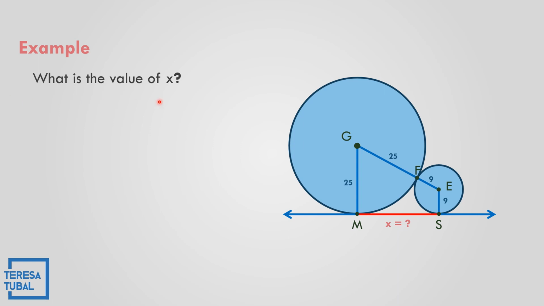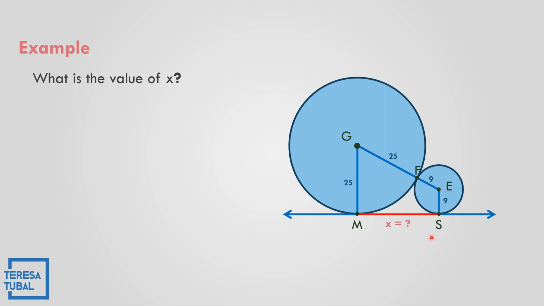So let us identify the value of x. This is an example of the common external tangent. In the circle G, the radius segment GM is equal to 25, and segment GF is also equal to 25. In another circle, the circle E, the radius segment ES is equal to 9, so segment FE is also equal to 9.